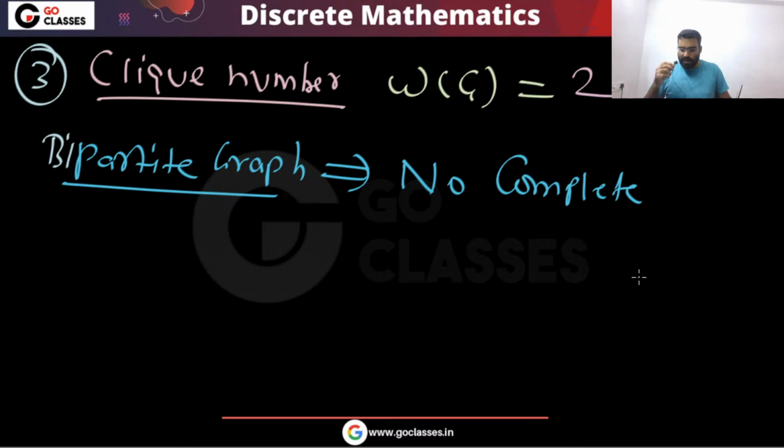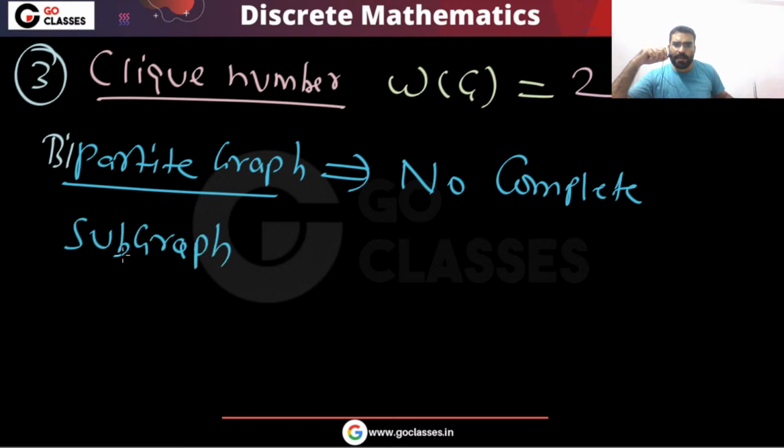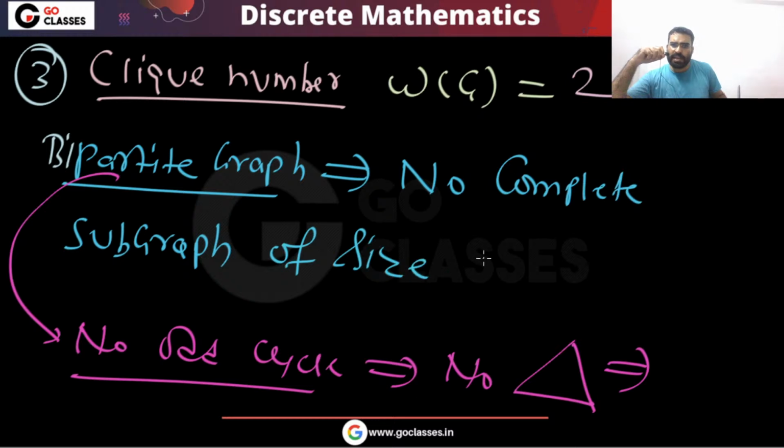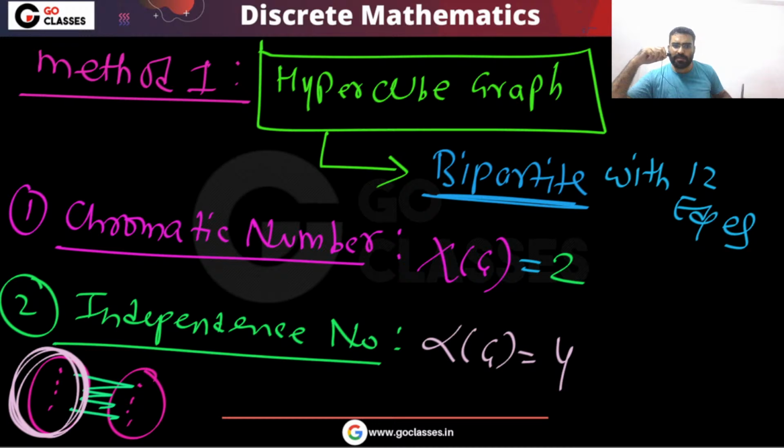You cannot have a triangle. If you cannot have a triangle, then it means you cannot have a complete subgraph either. Agree or not? In a bipartite graph there is no odd cycle. It means there is no triangle, and it means there is no complete subgraph of size greater than or equal to 3. So I can say that the maximum size complete subgraph will be 2.